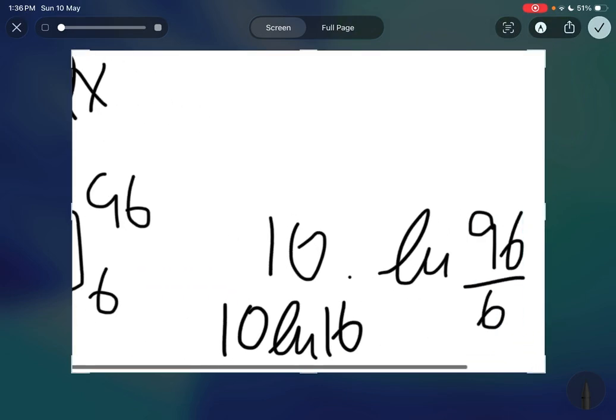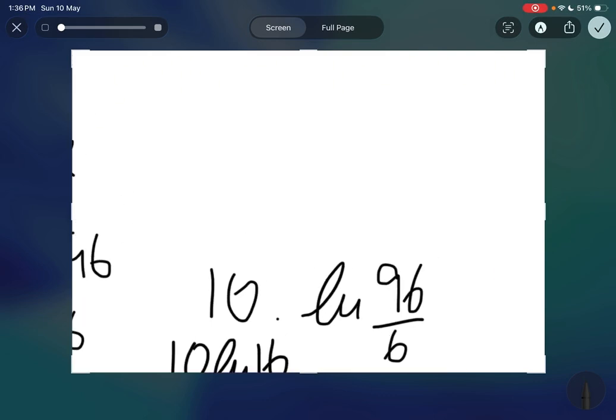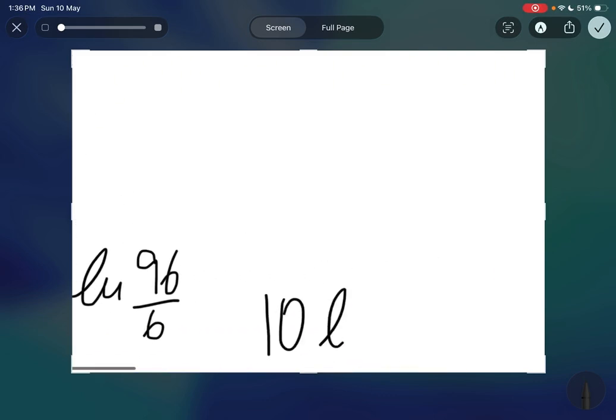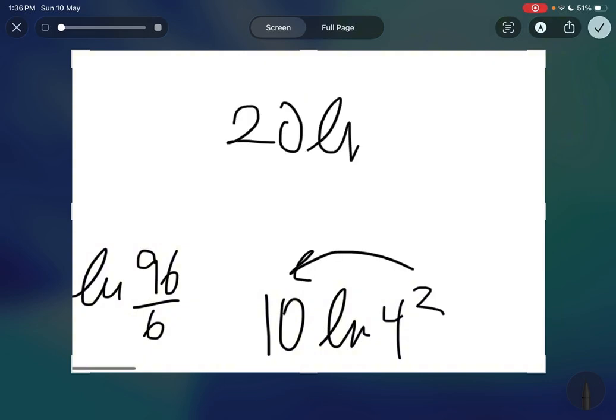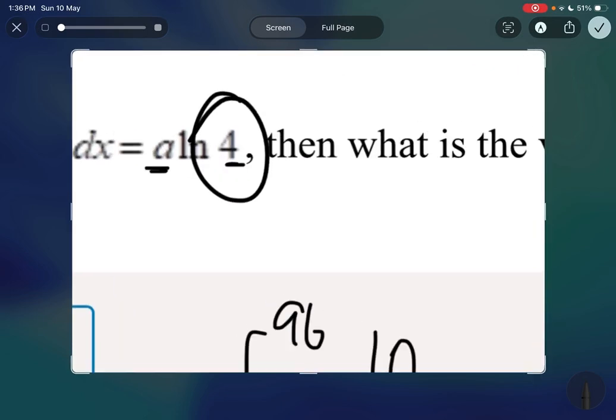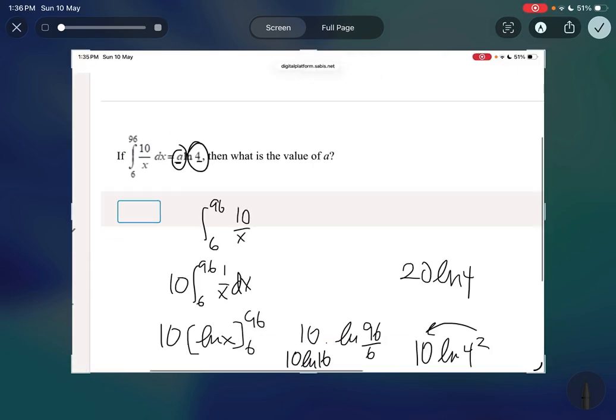Here, to have 16 in terms of 4, what is 16? 16 can be 2 to the power of 4. No, it's not. You want the base 4, so it's 4 to the power of 2. So it will be 10 ln of 4 to the power of 2. And when you have a power, you can bring it to the front. So now it will be 10 times 2, which is 20. So 20 ln 4. And that's your final answer. The a is 20. Okay?